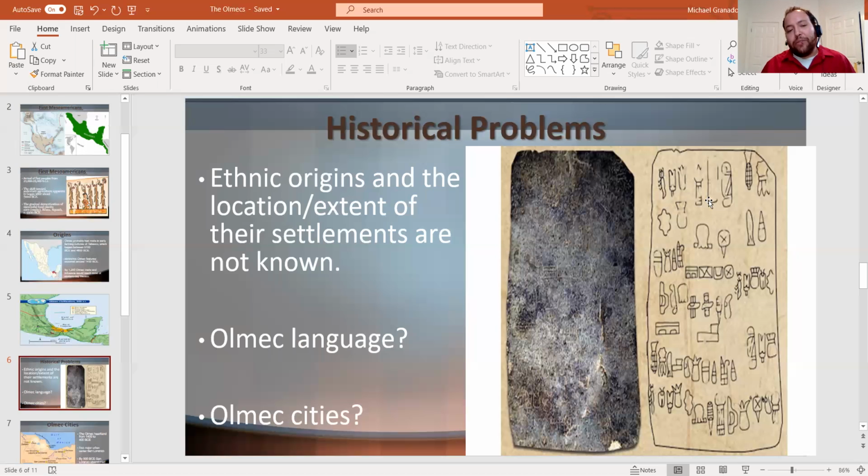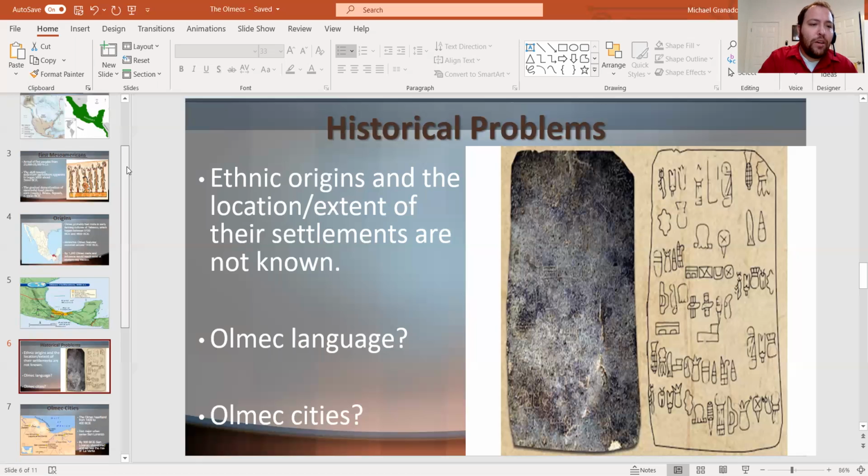And as we talk about their cities, which we'll talk about here in a second, their cities kind of come and go, probably because of not economic reasons, but environmental reasons. So there's a lot of mystery. There's a lot of questions that we have about the Olmecs that, as of today, still haven't really been answered for us. And we'll talk about the religion as well. So, okay.